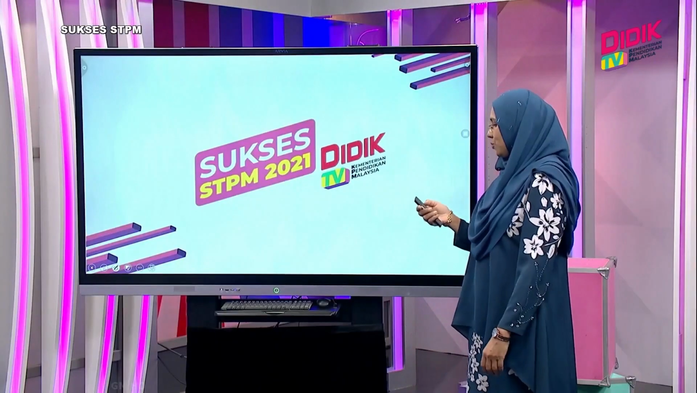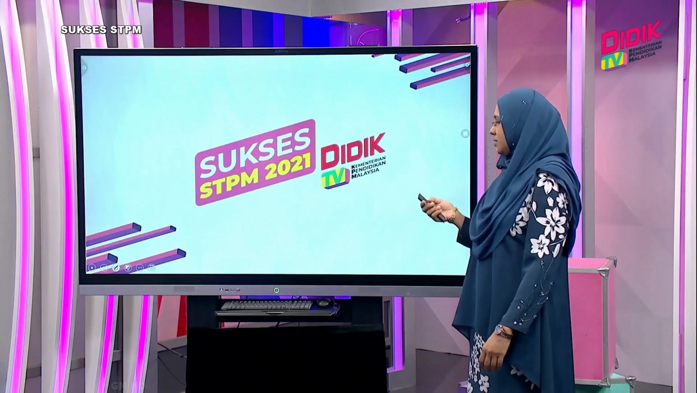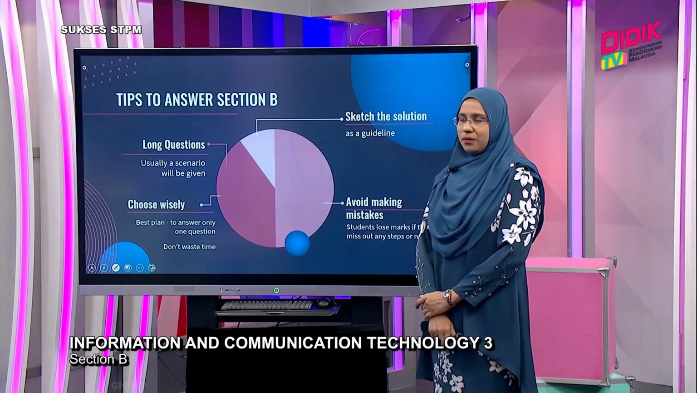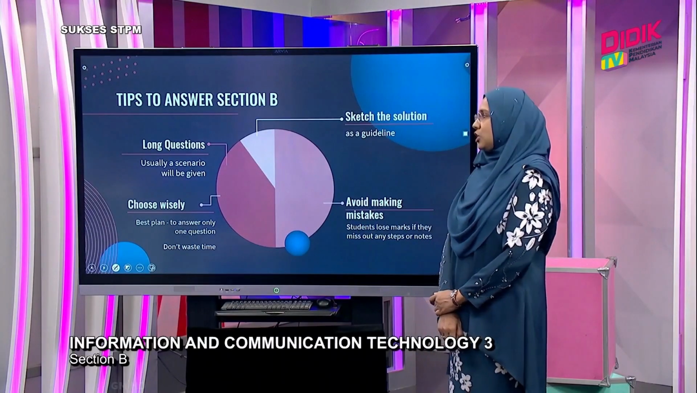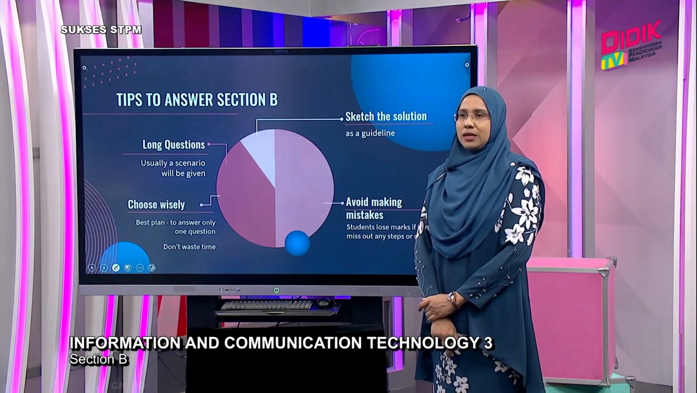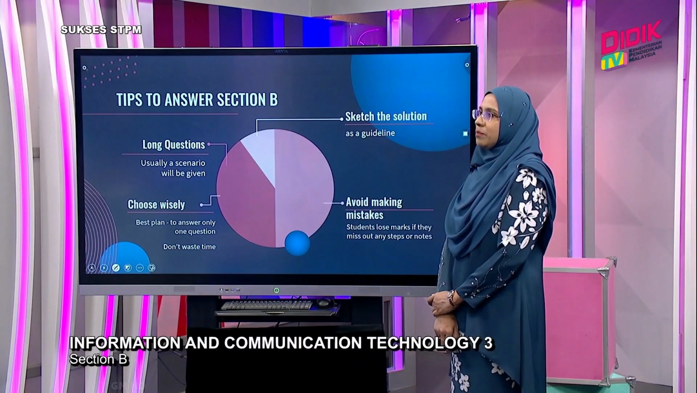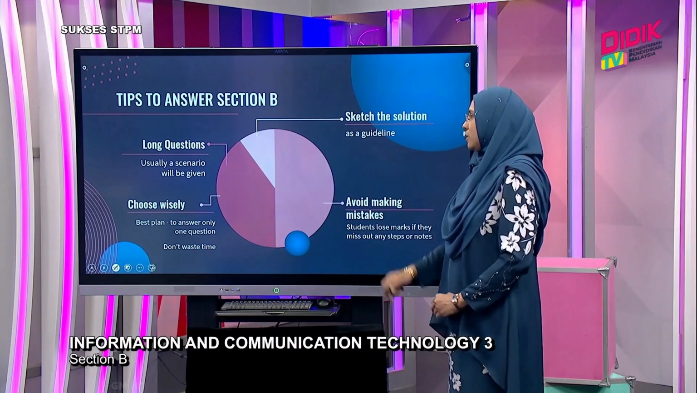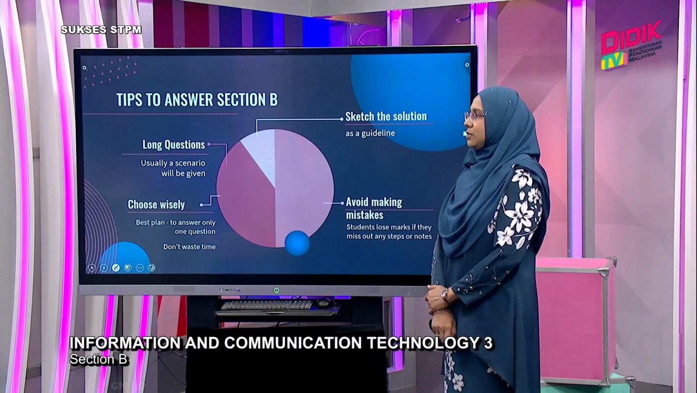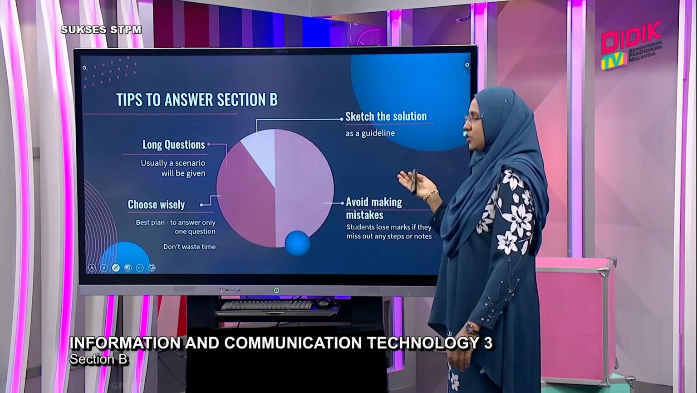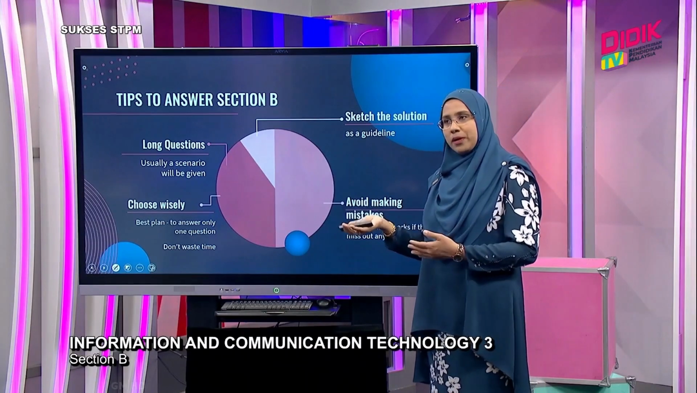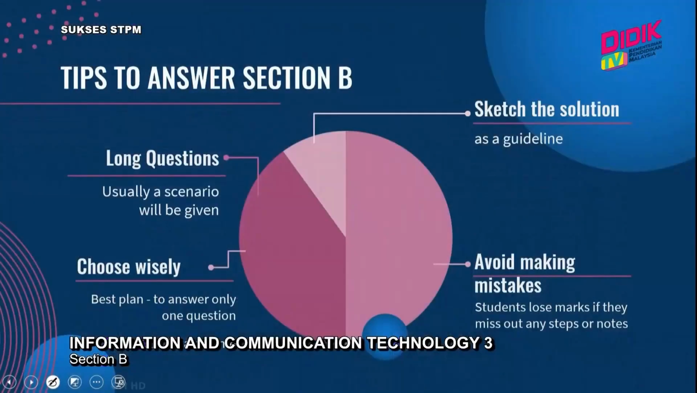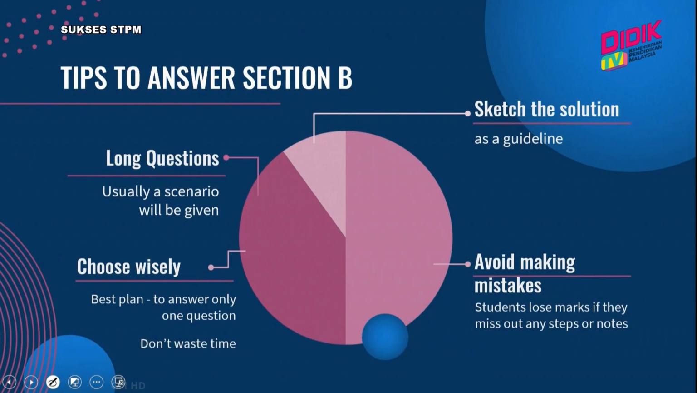Now I will show you some tips and strategies in answering section B. So for section B, the question will be long question. Usually scenario will be given because student will be tested how to analyze question, how to synthesis and apply. So they will be given a scenario. When they give scenario, please sketch. You sketch on your paper the sample answers, and then choose wisely which one to answer, question number 6 or question number 7.